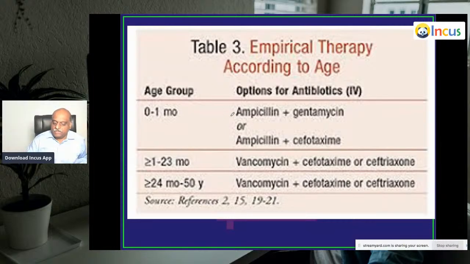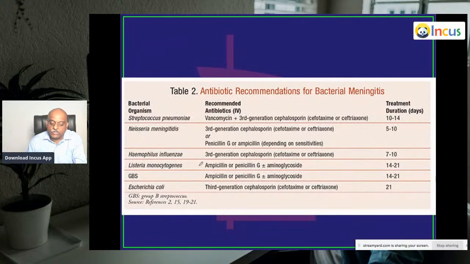0 to 1 month: ampicillin plus gentamicin, ampicillin plus cefotaxime. More than 1 month, less than 2 years: vancomycin plus cefotaxime or ceftriaxone. 24 months to 50 years: vancomycin plus cefotaxime or ceftriaxone is what you need to remember.